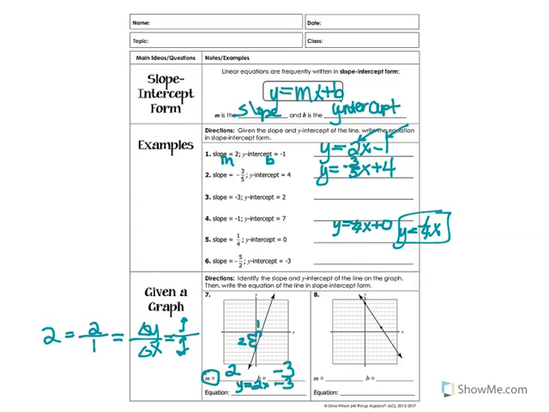All right, let's take a look at number 8. So number 8, my y-intercept looks like it's here. And that's going to go up 1, 2, 3, 4, 5, 6. I think it's 7. Let me count again. 1, 2, 3, 4, 5, 6, 7. So my y-intercept is 7.